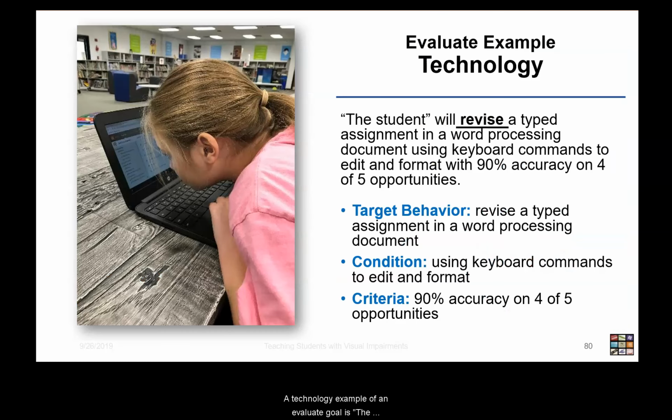A technology example of an evaluate goal is a student will revise a typed assignment in a word processing document using keyboard commands to edit and format with 90% accuracy on 4 of 5 opportunities. In this goal, the target behavior is revise a typed assignment in a word processing document. The condition is using keyboard commands to edit and format, and the criteria is 90% accuracy on 4 of 5 opportunities.